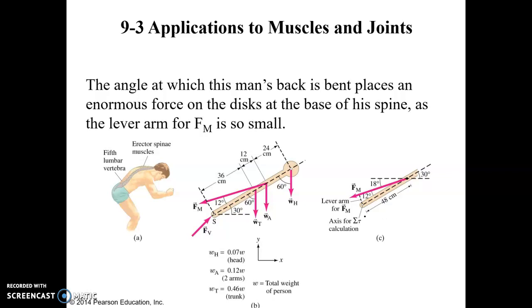The fact that the spine is essentially like a column that is held in place with muscles that don't really have a whole lot of moment arm distance means that they have a significant amount of tension in them to try to maintain the stability of the back, especially when you bend over. So because you've got a small moment arm distance, it leads to large forces, which can put a lot of stress on your back.